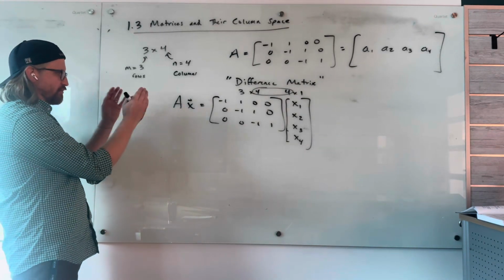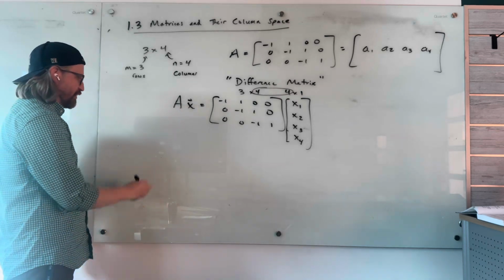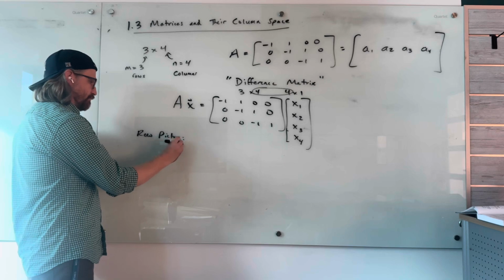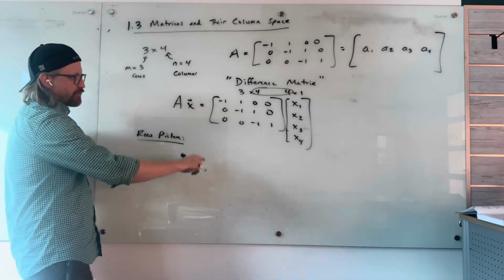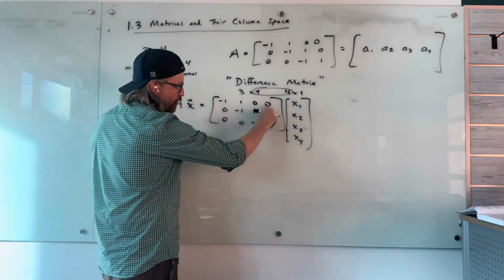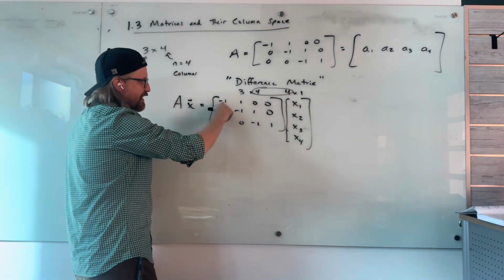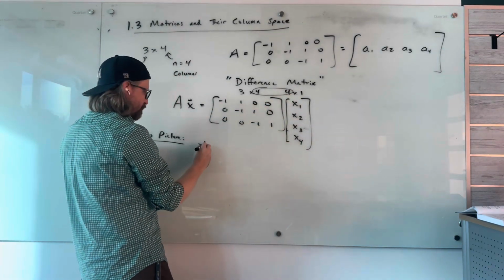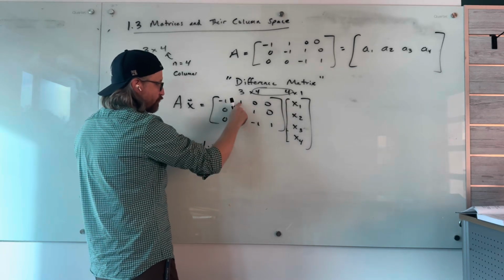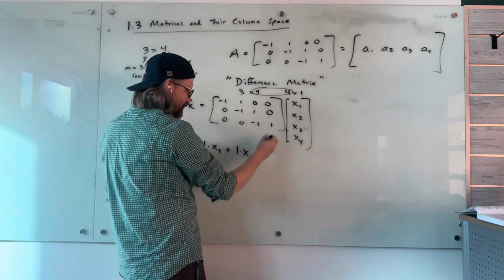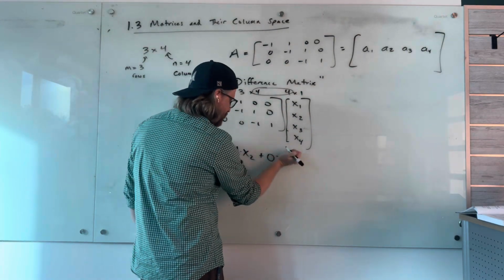So if I'm trying to multiply these two things together, if I think about this in terms of the row picture, what I'm doing is I'm taking this row and I'm multiplying it with this column of the vector. So you'll see that I get -1 times x1 plus 1 times x2. And then I get 0 times x3. And I'm going to write this out. There's a reason.